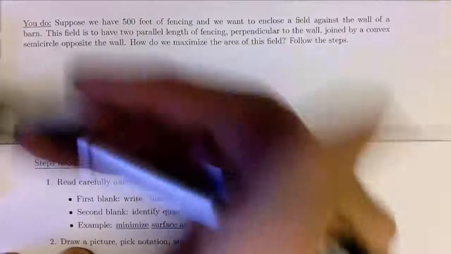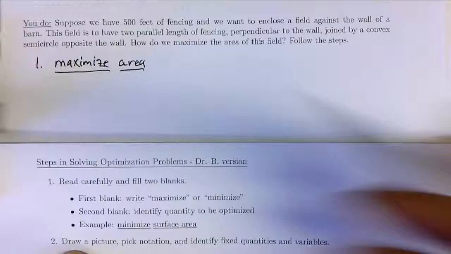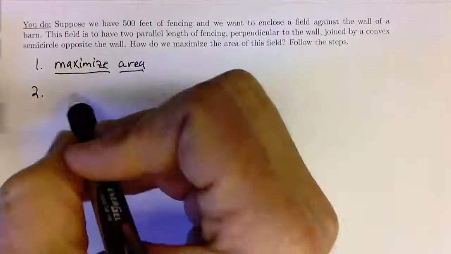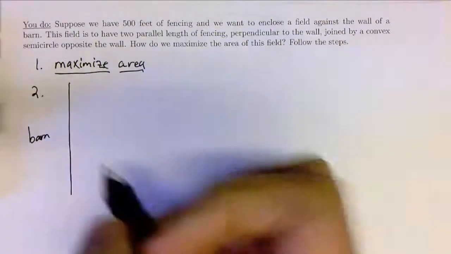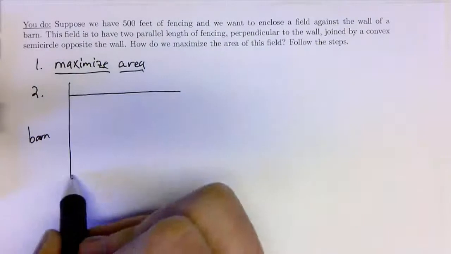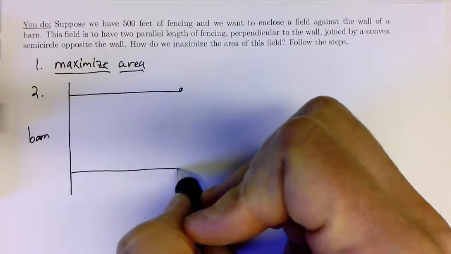All right. So step one, write in the two words, so it's very clear what we're trying to do. We want to maximize area. Step two, draw a picture. Okay. Got our barn. Let's model that with a straight side there. Two long sides, maybe long, joined by a semicircle.